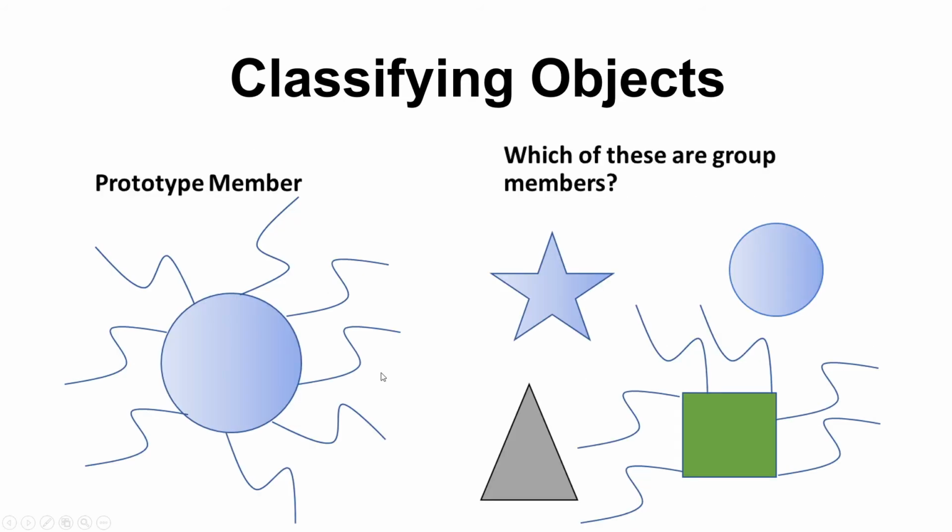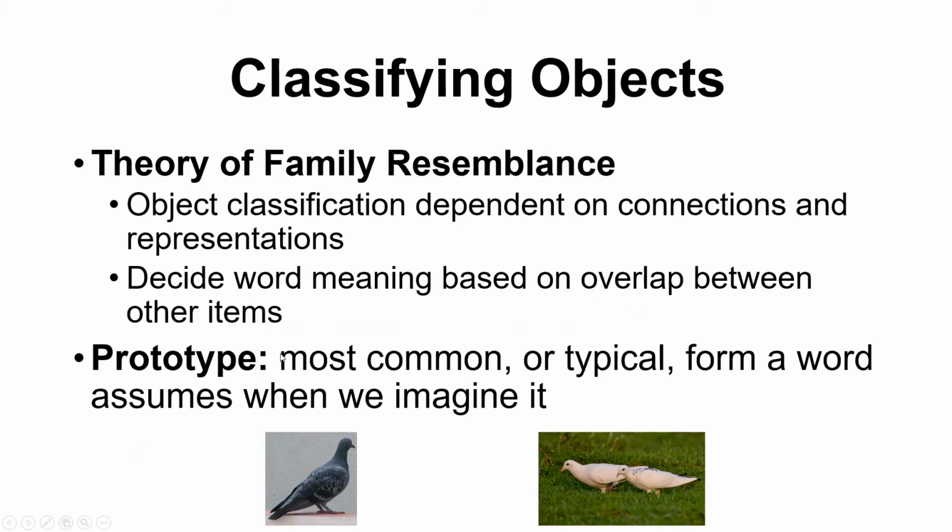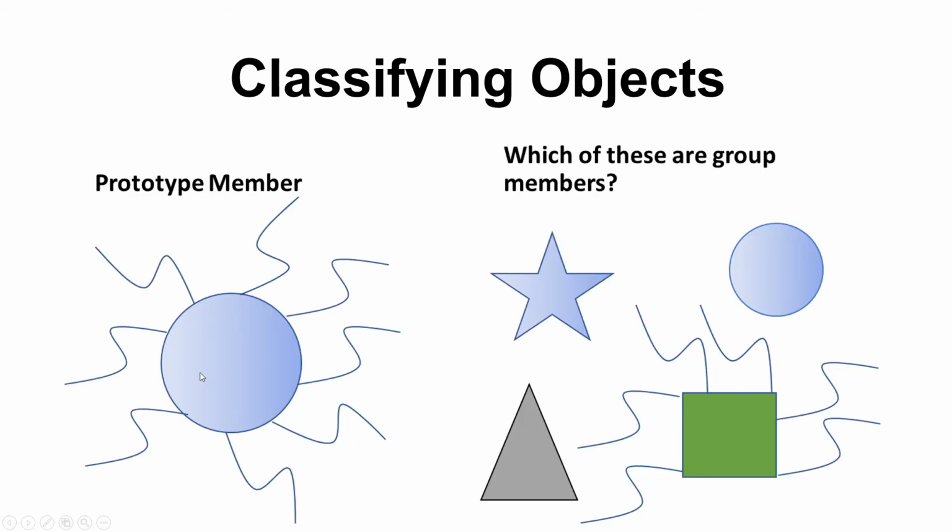Another example that does not involve birds can be using this abstract shape setup. So here we have a theoretical prototype member, our most common or typical form of this group. This is how we're going to decide if different things belong in this group. This is our comparison that we have to consider everything against. And if we look at all of our options, we have 4 different shapes here, and we have to decide which ones of these are group members.